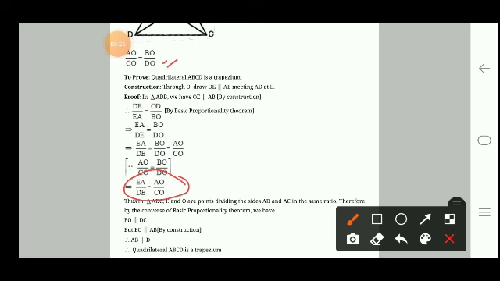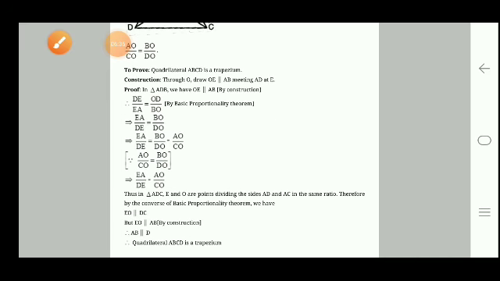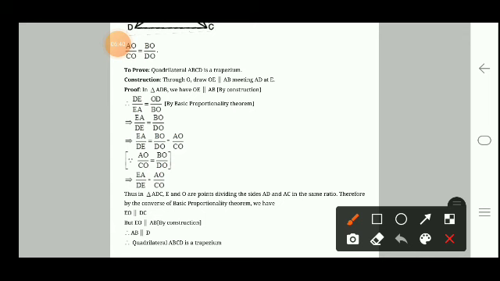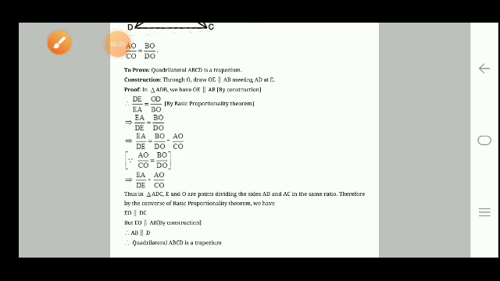So thus it means in the triangle ADC, E and O are the points dividing the sides AD and AC in the same ratio. Therefore, by the converse of BPT, we have EO parallel to DC. So we have EO parallel to DC, as we can see in the figure.